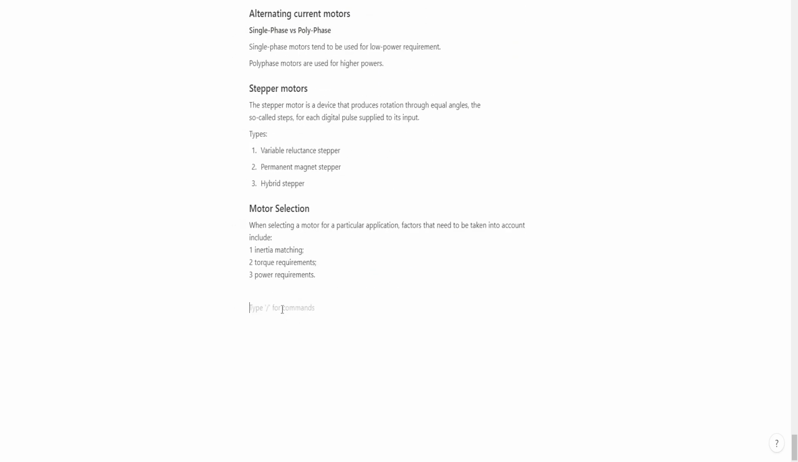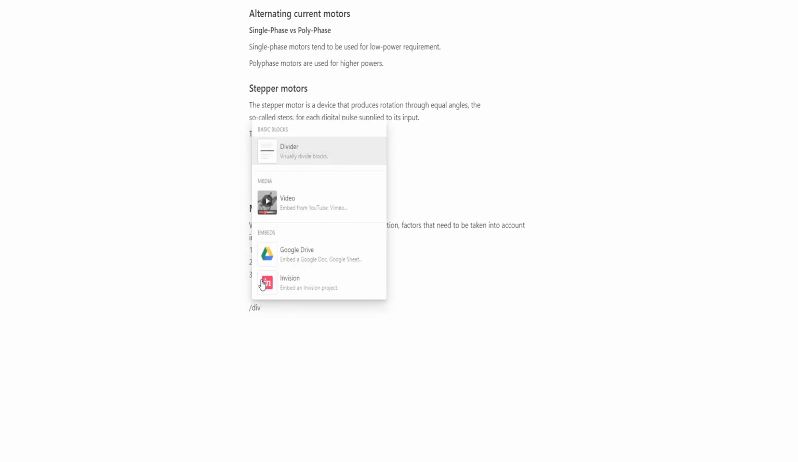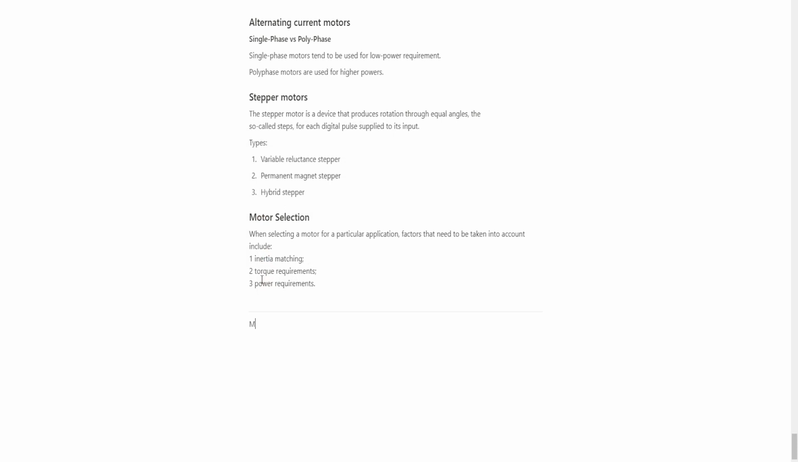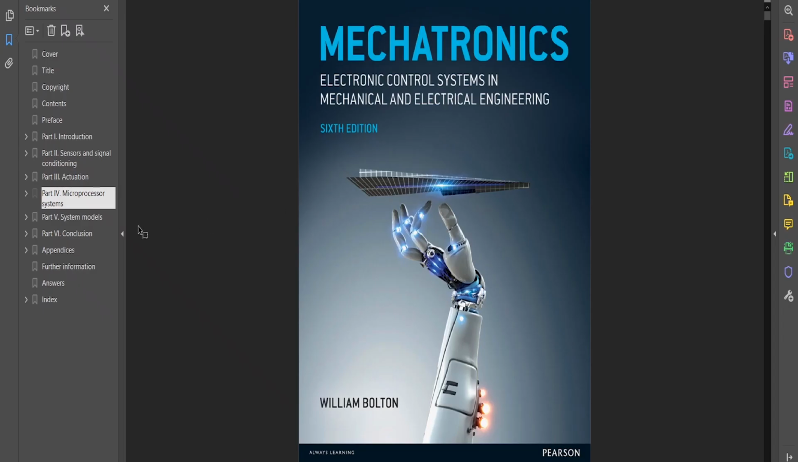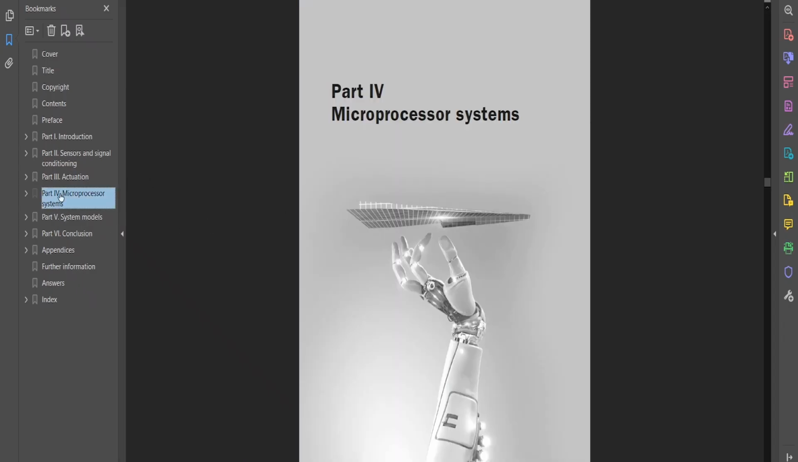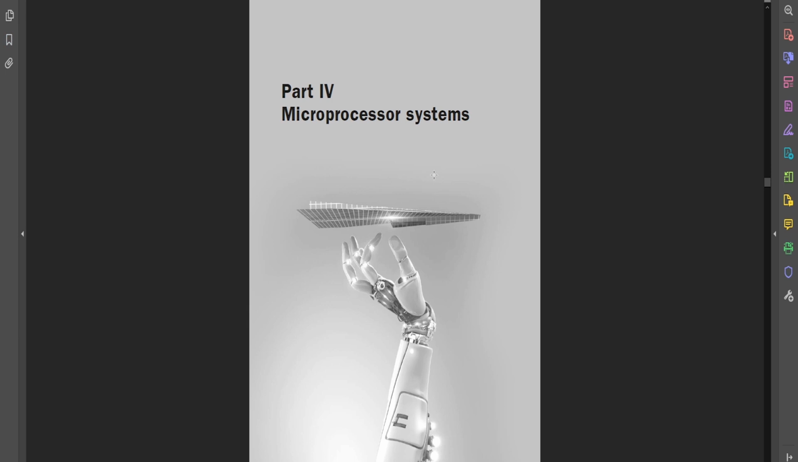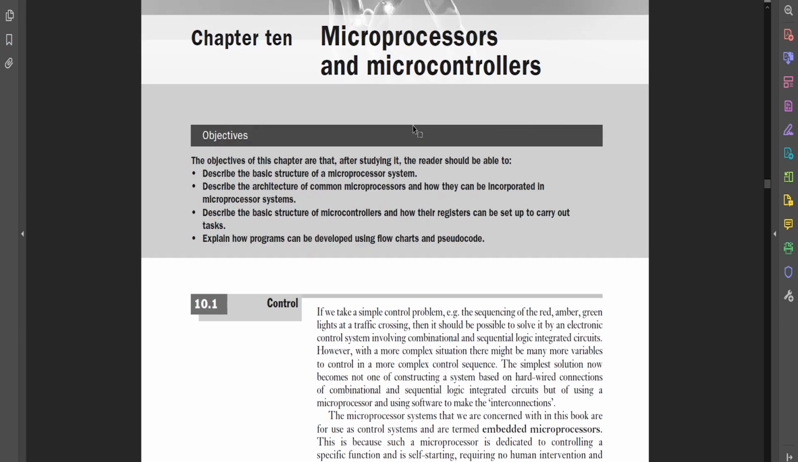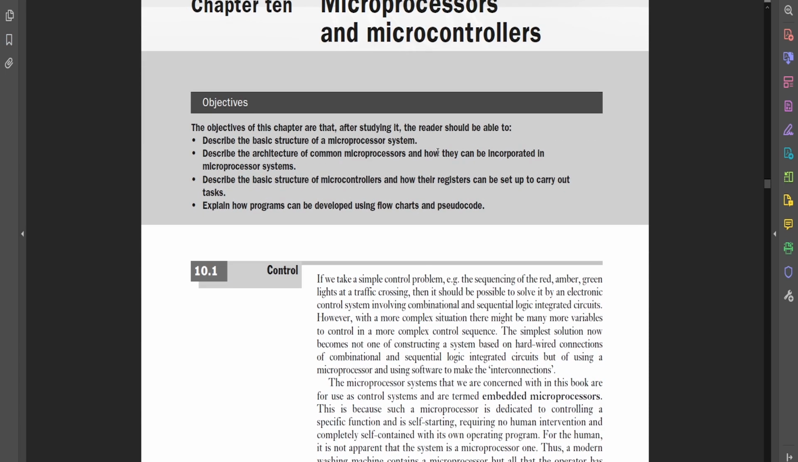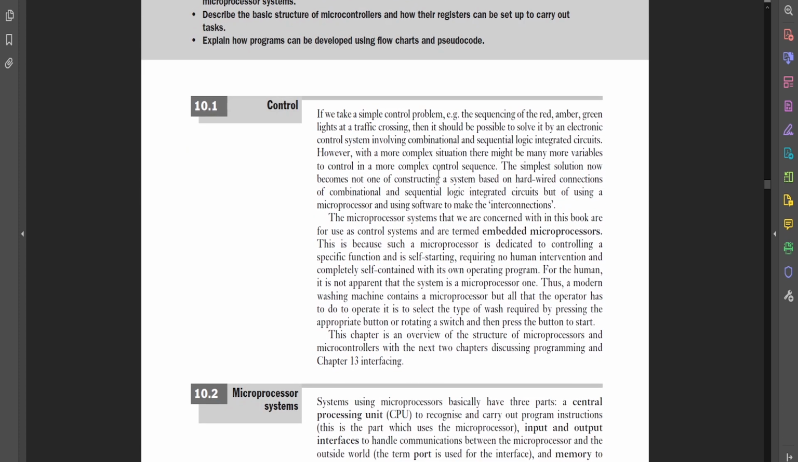And as you can see, I've taken a fair amount of notes. So we're moving on to microprocessors, and we are on part 4. I'm not very good at Roman numerals. So part 4, microprocessor systems. Let's get into it. So chapter 10. We're on the control part now.